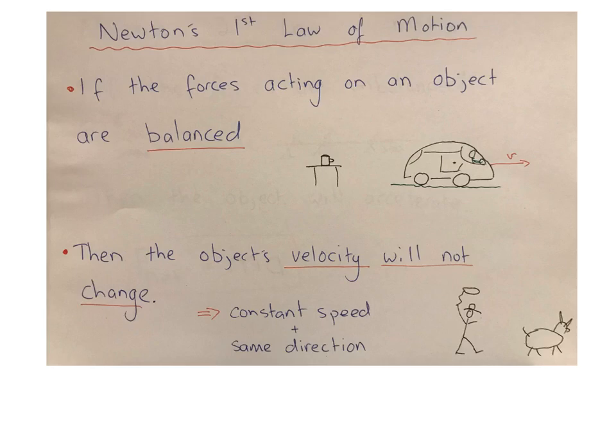The first law of motion says that if the forces acting on an object are balanced, then the velocity of the object will not change. And if the velocity is not changing, that means we have constant speed in a straight line. The direction is being the same. So balanced forces in a couple of different scenarios.